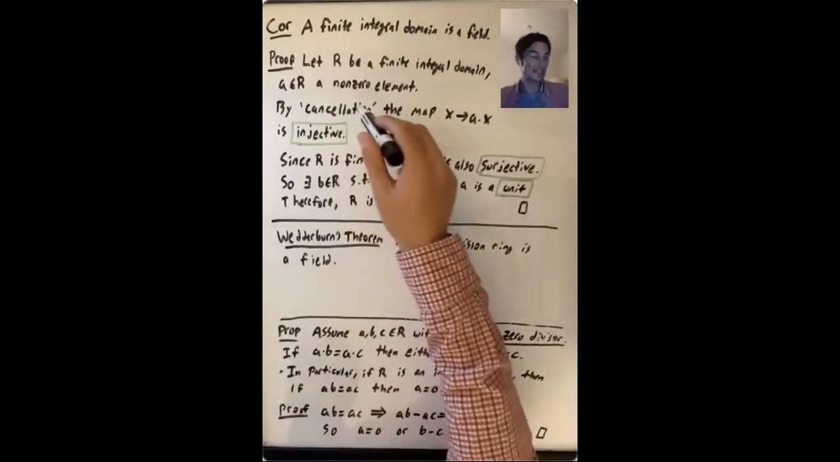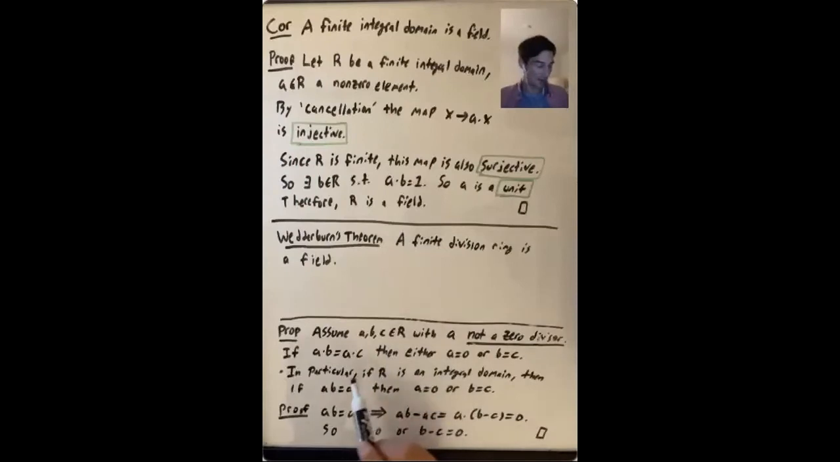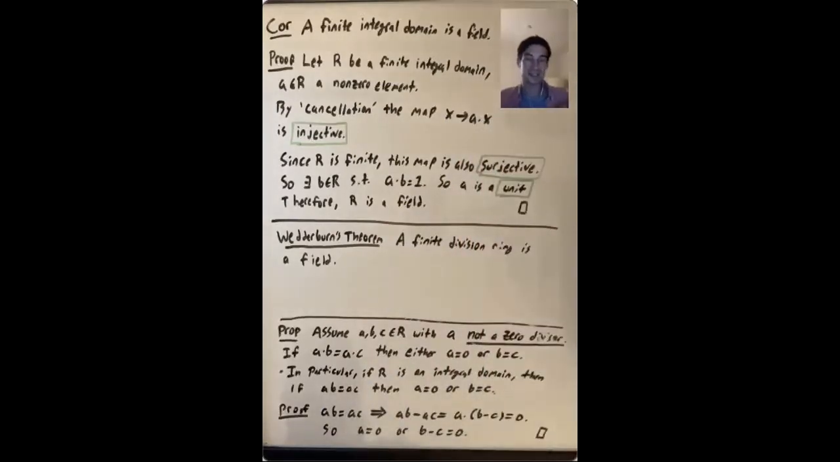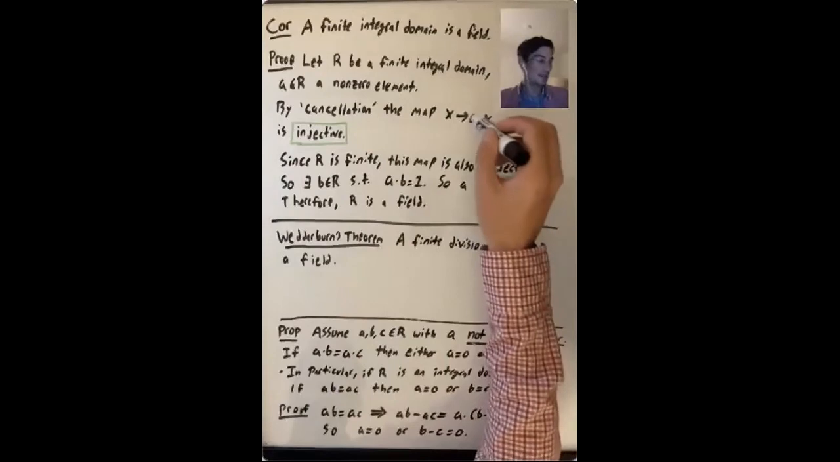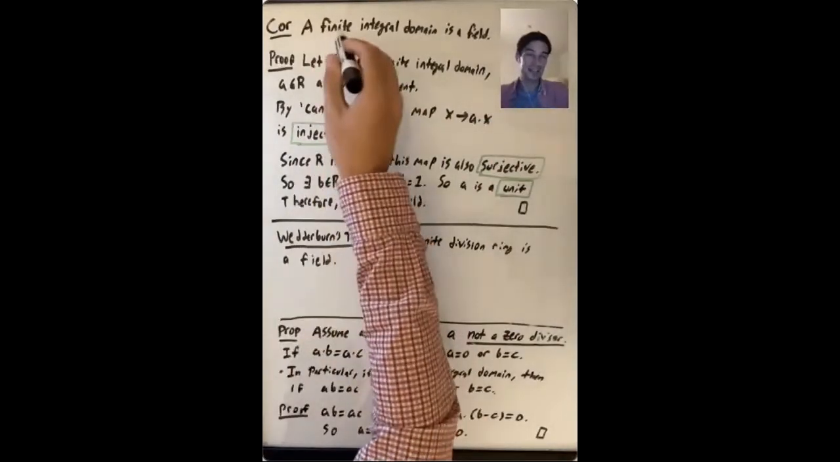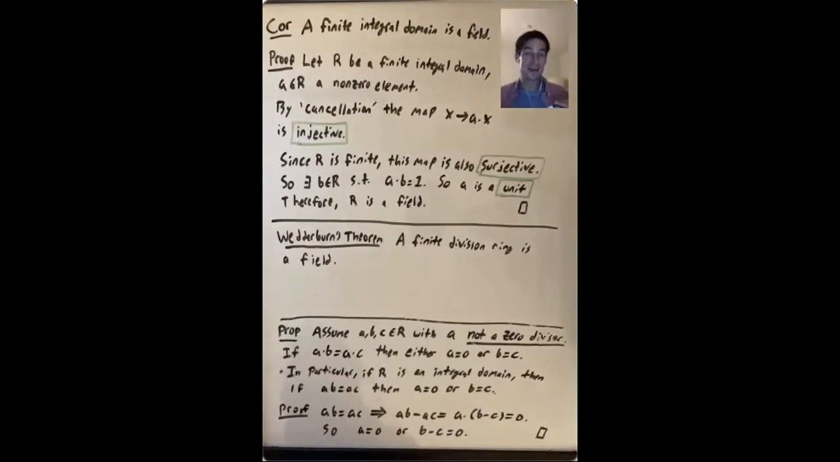So by cancellation, that is this proposition here that says that if A times B equals A times C, then either A is 0 or B equals C. So by cancellation, the map that takes any x in the ring to A times x is injective. Because if A times x equals A times y, A is not 0, so that means that x equals y. OK, but now we have an injective map from R to R. So that's an injective map between two finite sets of the same size, that is the finite size of R. So that injective map, just by counting, is automatically surjective.